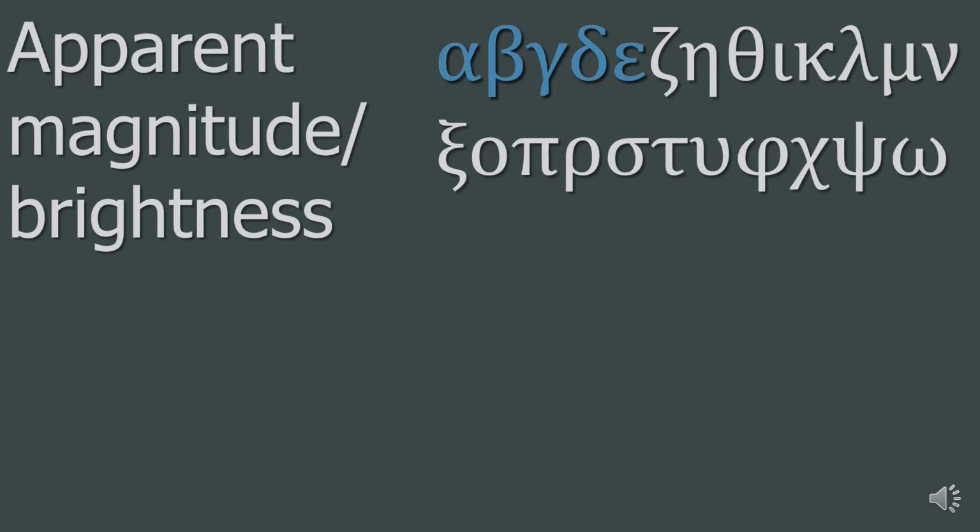So basically, the brightest star in the constellation has the letter alpha, the first letter of the Greek alphabet. The second brightest star has the letter beta, and the third brightest star has the letter gamma, and so on.